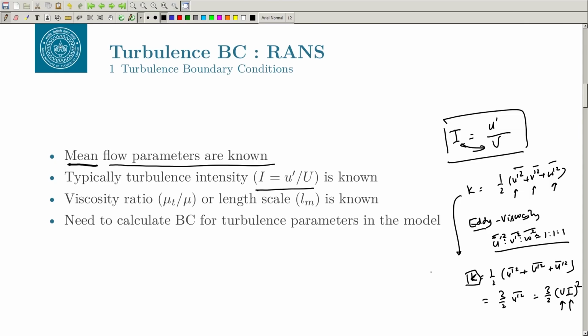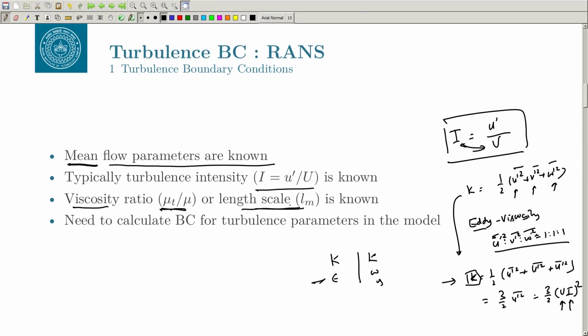So, that is typically known. The other parameter that you need to give, even if you do not have the information, you have to provide some estimate of these parameters. Okay, because you have two equations, mostly I am talking about the two equation models now. Okay, like k epsilon and k omega. So, you need to give boundary conditions and initial conditions for both k and epsilon or k and omega. Okay, right. So, from this intensity you can get k, but how do you get the epsilon or omega? Right. So, you need to get another piece of information, which is the viscosity ratio or the length scale.